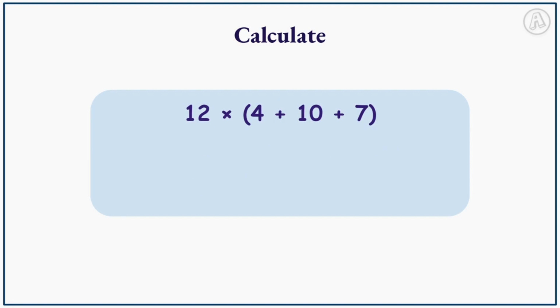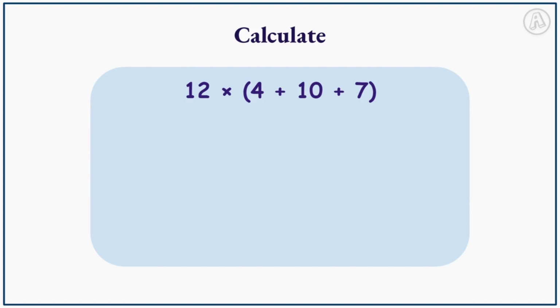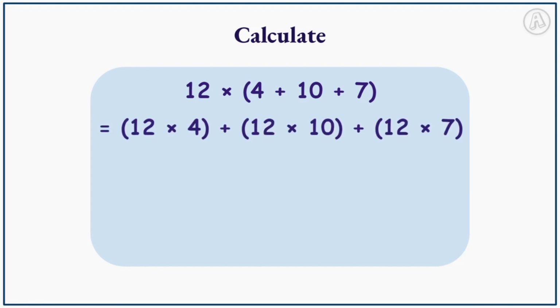Let's look at the next example. If we start with the brackets, 4 plus 10 plus 7, we get 21. And if you calculate 12 times 21, our answer is 252. This calculation might be a bit challenging. So let's use the distributive property to make this calculation easier. Start by distributing 12 into the brackets. This means 12 times 4 plus 12 times 10 plus 12 times 7.